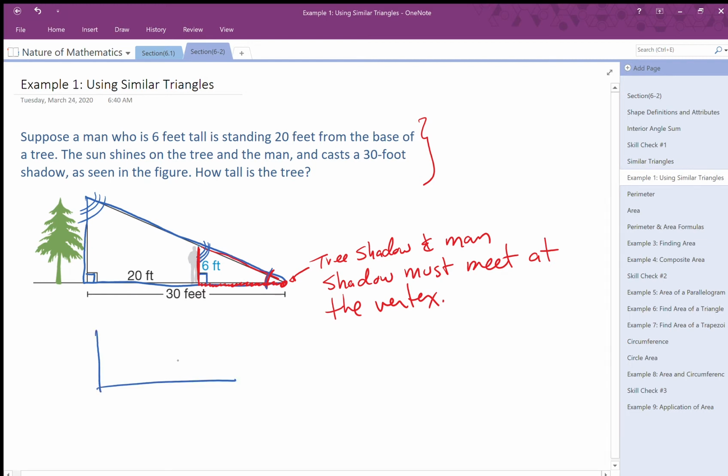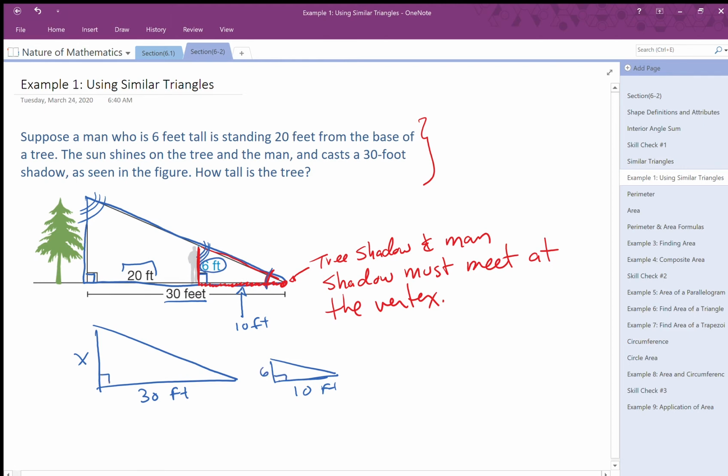So the large triangle has a shadow of 30 feet and a height that is unknown. The small triangle, well, if the shadow is 30 feet and the man is standing 20 feet from the tree, then the man's shadow must be 10 feet. And it tells us the man stands 6 feet tall.